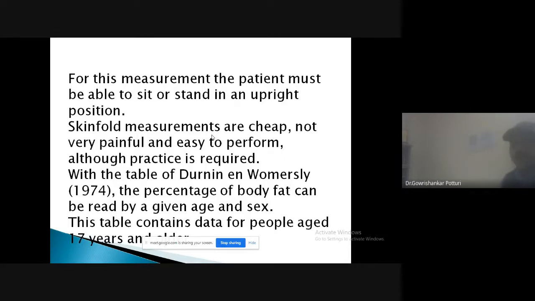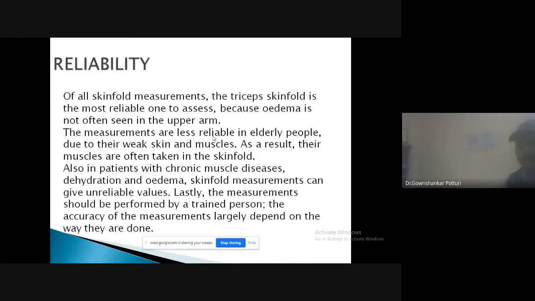With the table of Durnin and Womersley, 1974, the percentage of body fat can be read by given age and sex. The table contained data for people aged 17 years and above. Of all skin fold measurements, tricep skin fold is the most reliable one to assess. Please understand why. Because edema is not often seen in the upper arm. Because it is nearer to the heart, drainage usually occurs very nicely. So edema formation is less in the arm. That's why tricep skin fold is very reliable.